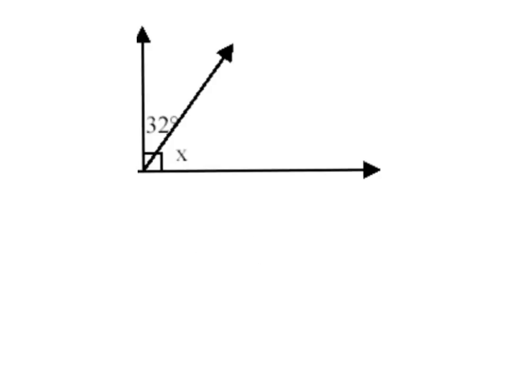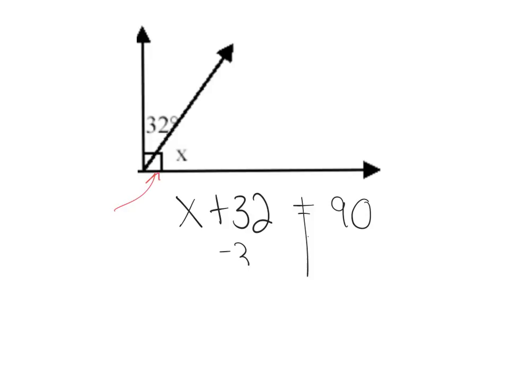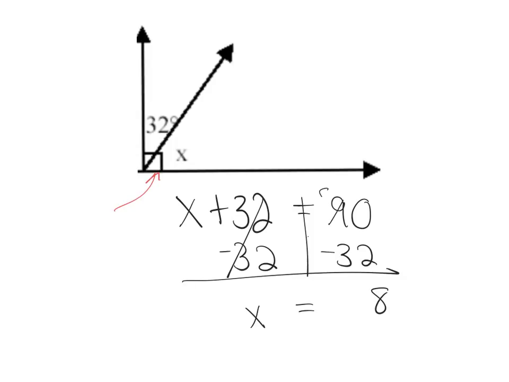Okay, let's do one more example. So we have x plus 32 degrees. And this time, this will be a what type of angle? You got it, a 90, because there's the box. And you can tell because it makes an L. So we're going to subtract 32 from both sides. These will cancel. You will have x equals, and this will be 58 degrees.